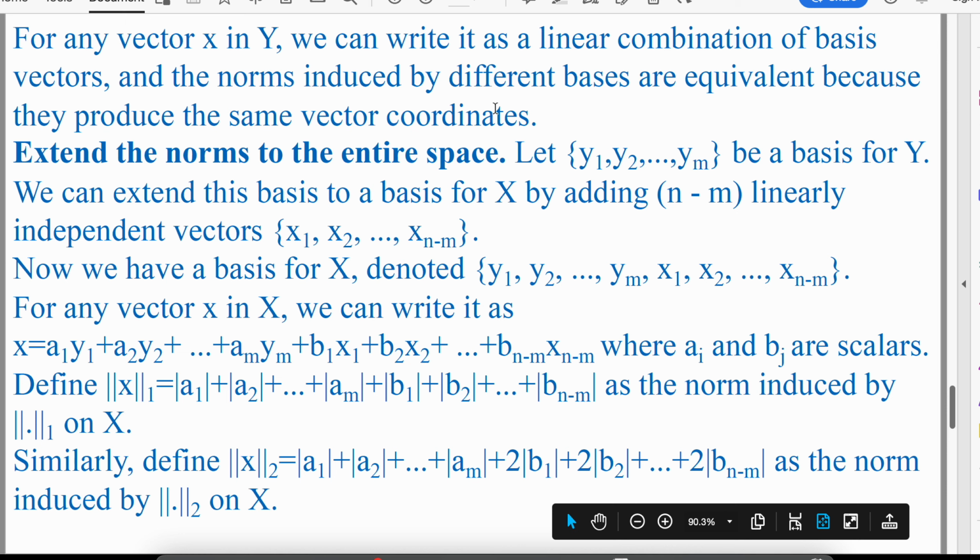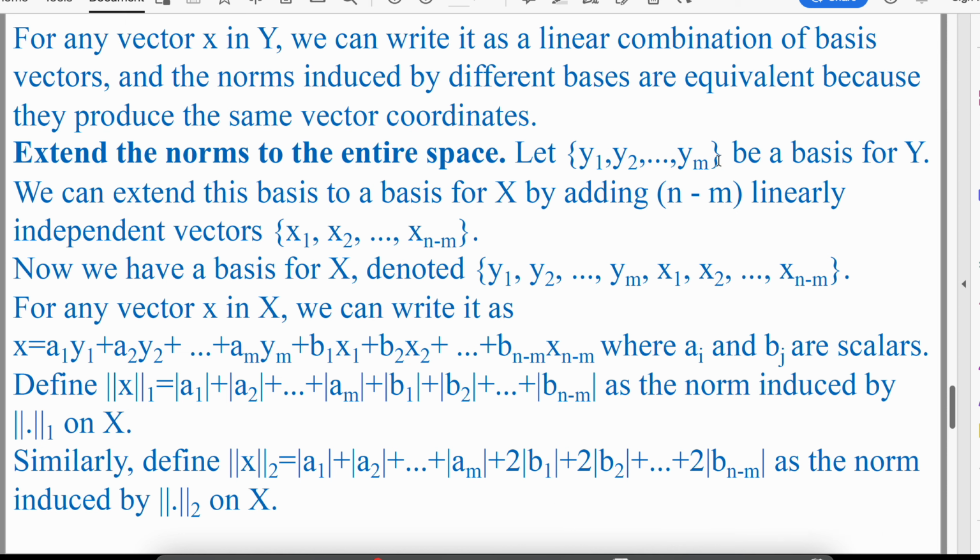Now we extend the norms to the entire space. Let y1, y2, ..., ym be a basis for Y. We extend this basis to a basis for X by adding n minus m linearly independent vectors, that is x1, x2, ..., x(n minus m). Now we have a basis for X in which we have these vectors and also these vectors, that is y1, y2, ..., ym and x1, x2, ..., x(n minus m). So this is the basis for X.